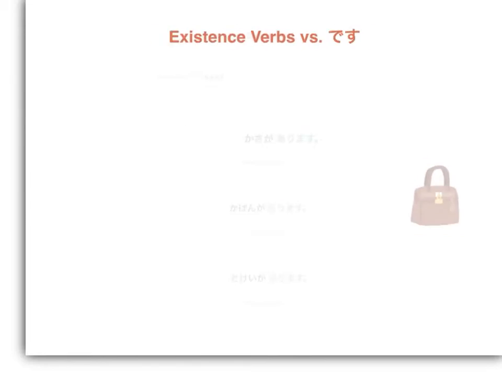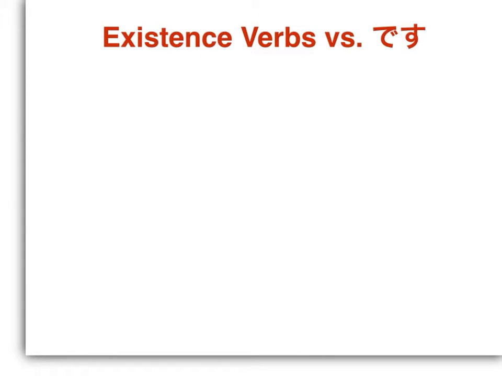Now you may be asking yourself, how are imasu and arimasu different from desu? Doesn't desu mean essentially the same thing, is, in Japanese sentences? Let me clarify with an example.